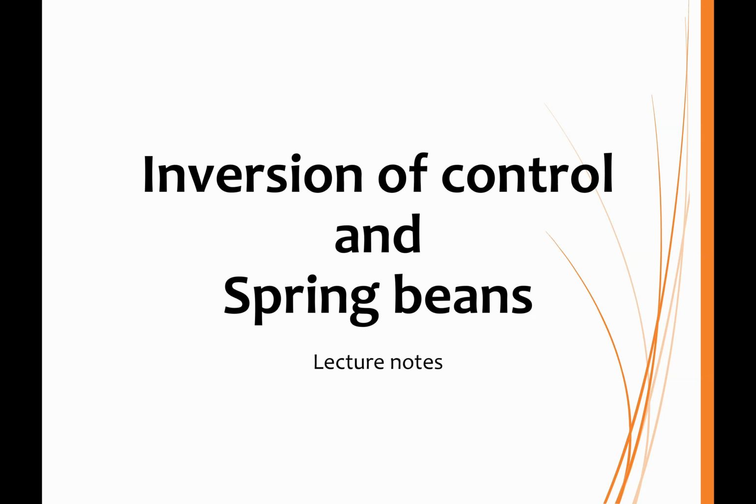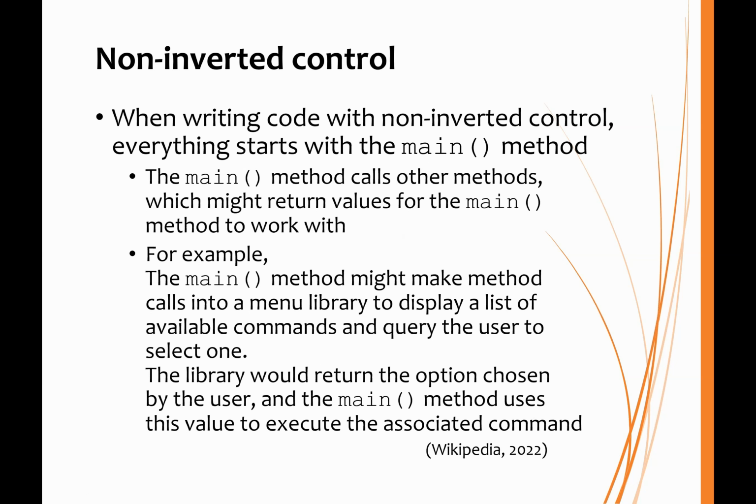In this video, we're going to introduce the concept of inversion of control and also see how it's used in Spring. When we use a main method, we're not inverting control because the main method is in control of the entire application. It will call other methods, and those methods will then return values that the main method can work with.